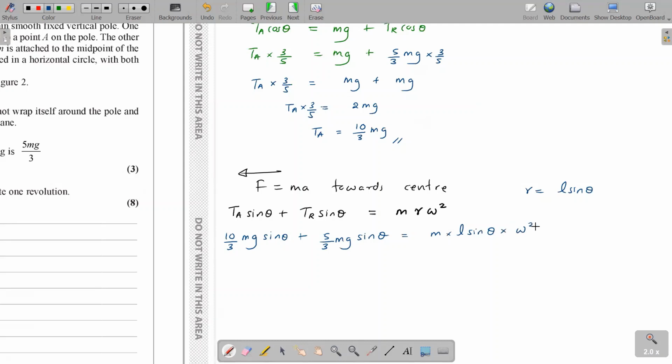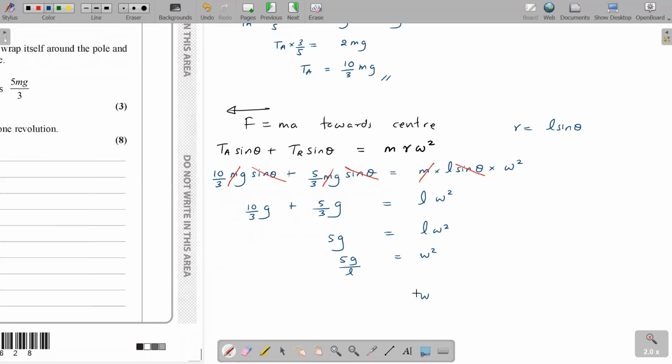Now in every equation, I think I can see M is common, and also sine theta is also common. So we can get rid of both of them. So I get here 10 over 3g plus 5 over 3g equals L omega square. Do you agree? So 10 over 3 plus 5 over 3, when we add, we get 15 over 3, which is 5g. So 5g equals L omega square, which gives me omega square is 5g divided by L. So omega will be, take the positive root, root of 5g over L.